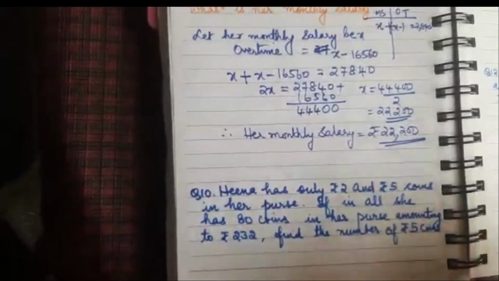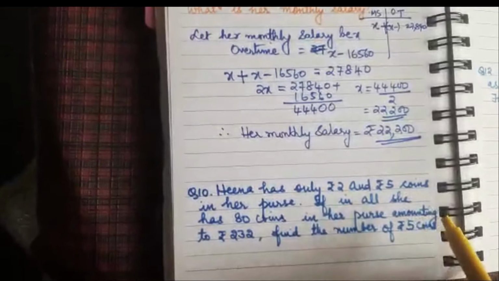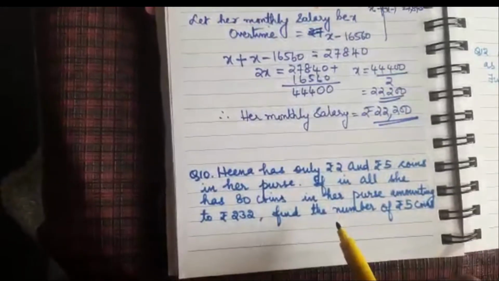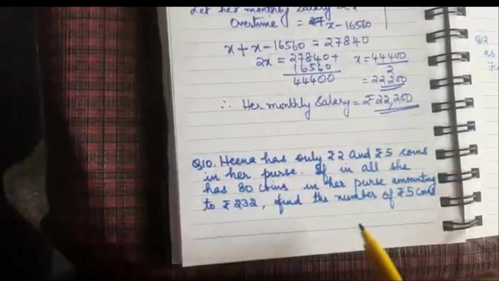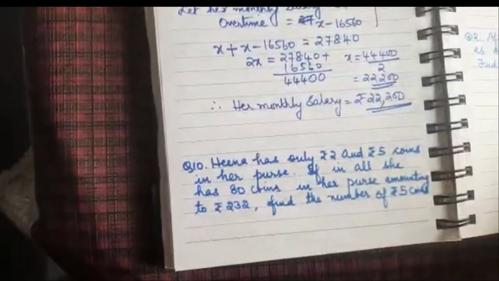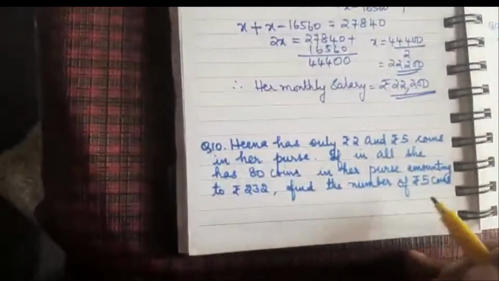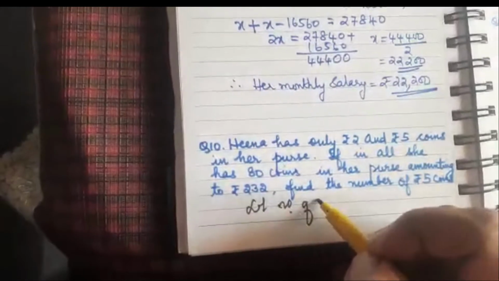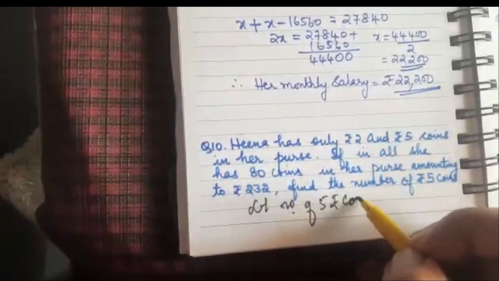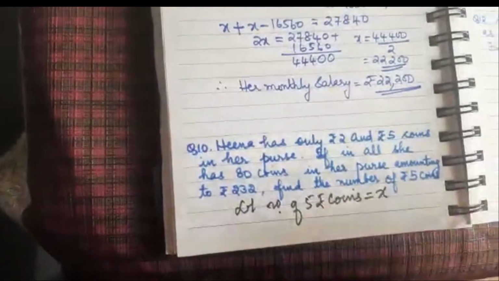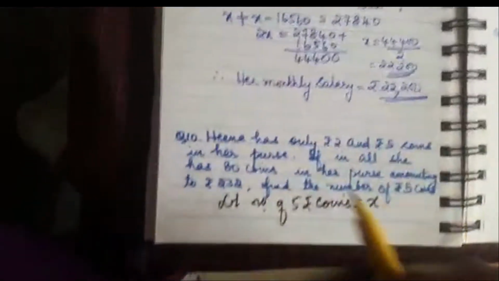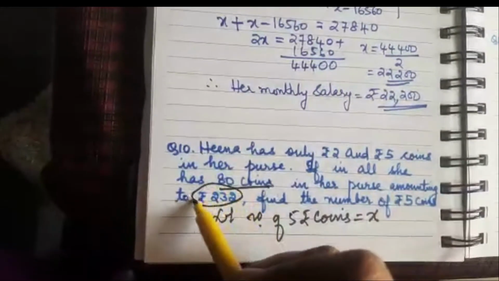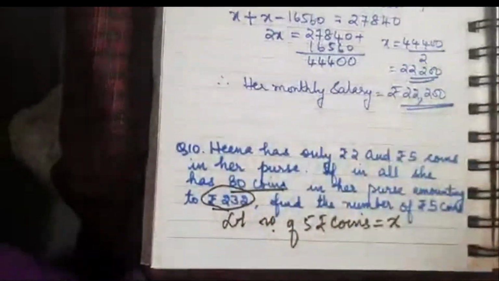Now next is: Hina has only rupees 2 and rupees 5 coins in her purse. In all she has 80 coins amounting to rupees 232. So find the number of 5 rupee coins. Here the 5 rupee coins have to be found. So let the number of 5 rupee coins equal X. Now total number of coins is 80, and the total amount is rupees 232. Understand these two?